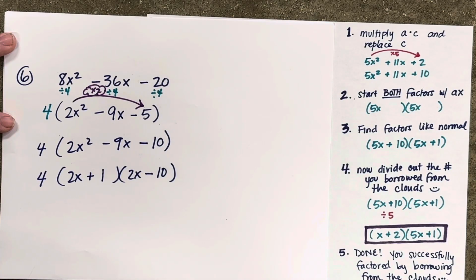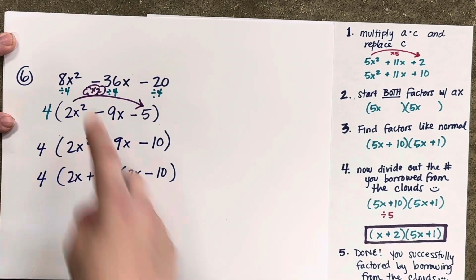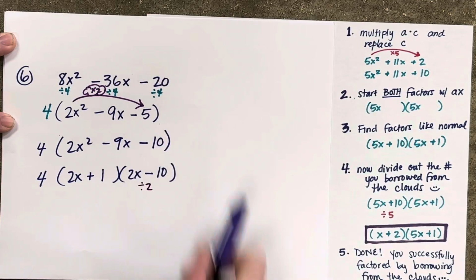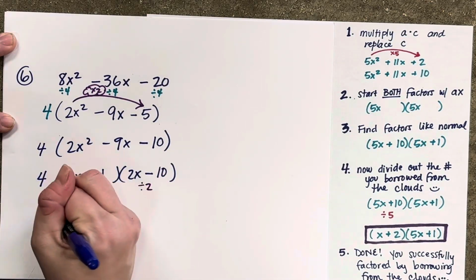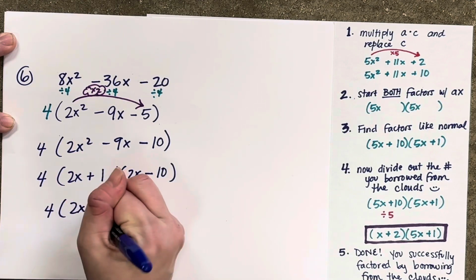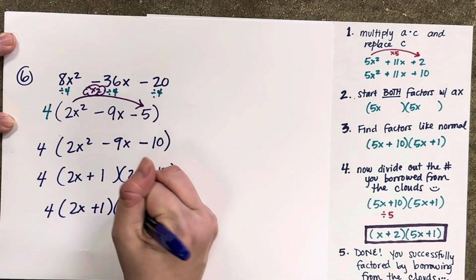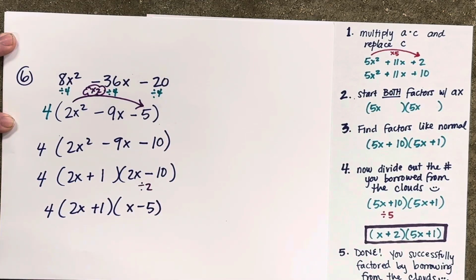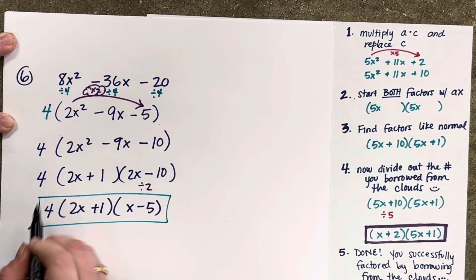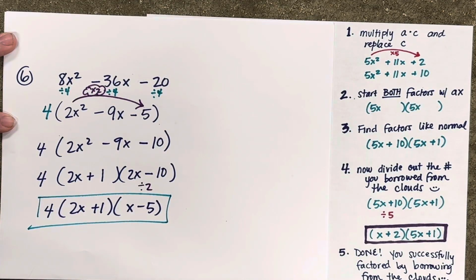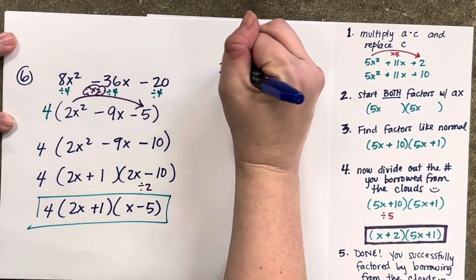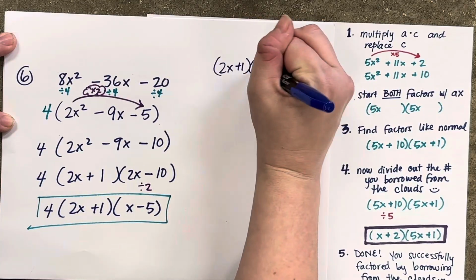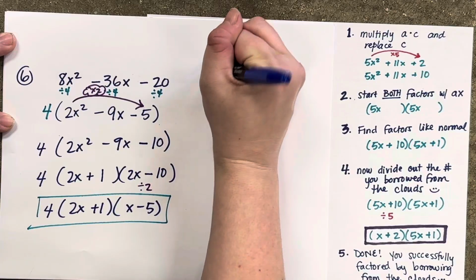All right, and then I borrowed 2. I've got to give back my 2. This quantity is divisible by 2. So I will have 4 times the quantity of 2x plus 1 times the quantity of x minus 5. And this should be my horrible answer, okay? Not horrible, it's pretty great. And if we wanted to, we could always double check and FOIL it out, to double check we got the right thing.